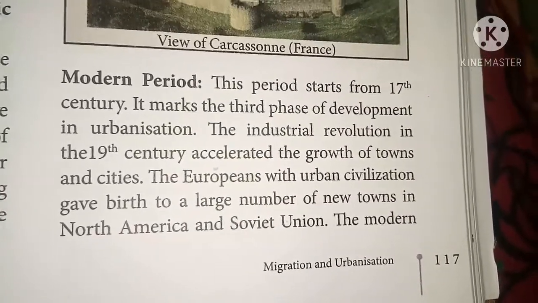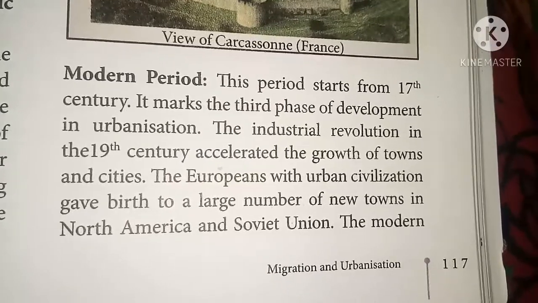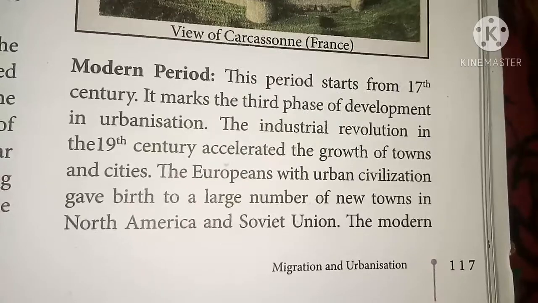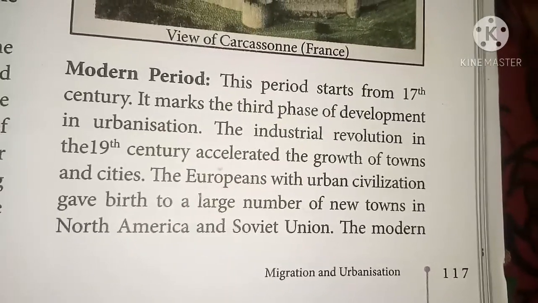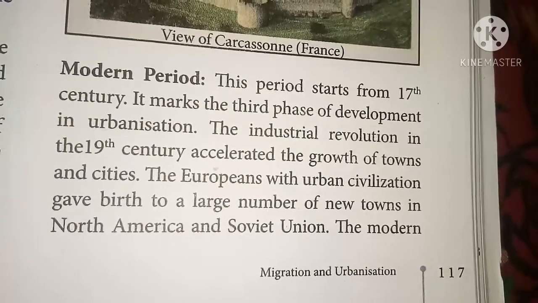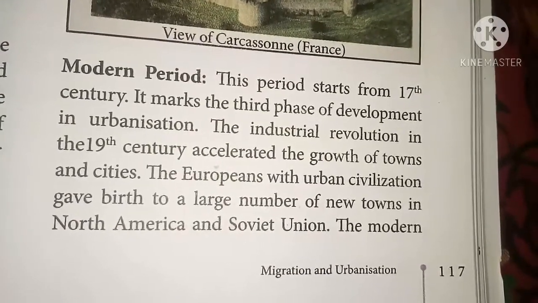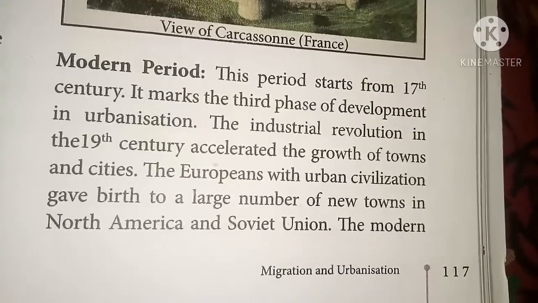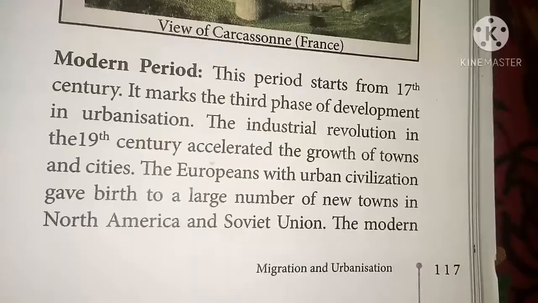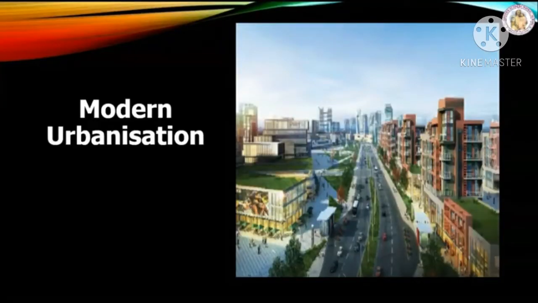Modern period. This period starts from the 17th century. It marks the third phase of development in urbanization. The Industrial Revolution in the 19th century accelerated the growth of towns and cities. The Europeans, with urban civilization, gave birth to a large number of new towns in North America and the Soviet Union.